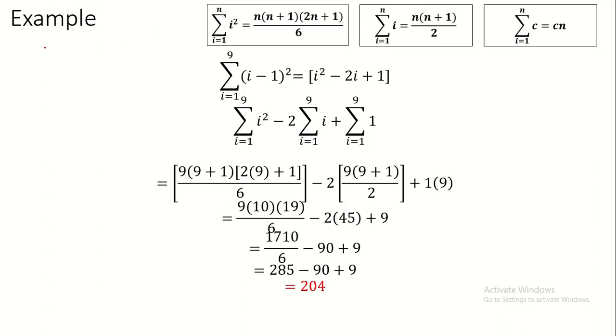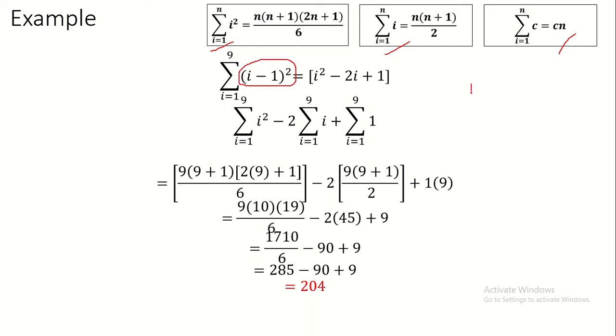Okay, so for our last example, we have the summation of the quantity i minus 1 squared. What we will use here are the formula for the constant, the formula for the sum of the first n positive integers, and the formula for the sum of the squares. So we have the summation of the quantity i minus 1 squared where i is equal to 1 up to 9.